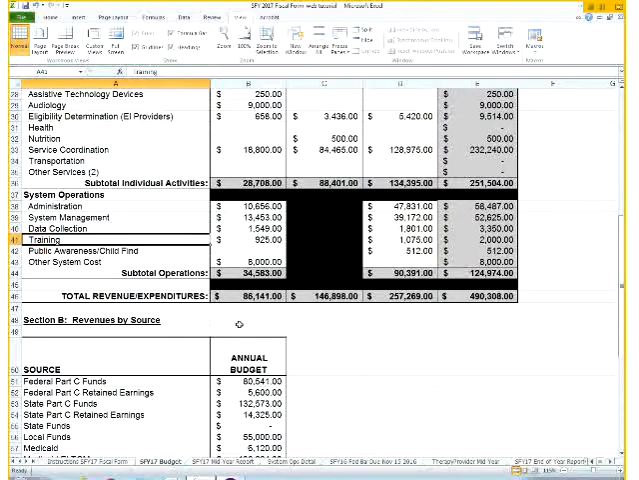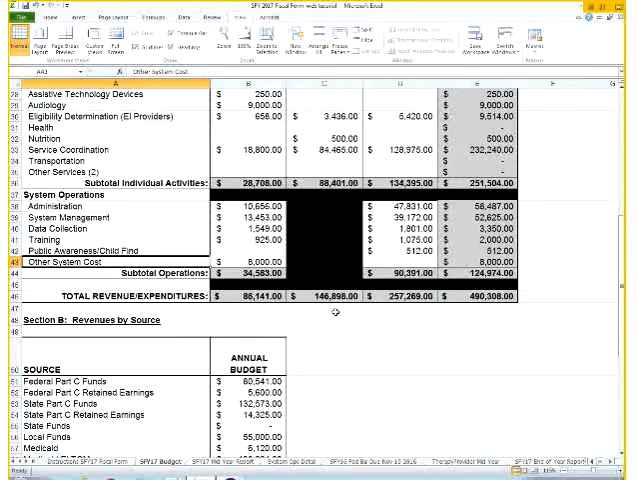Your next category is training, and these are the costs associated with the training of personnel providing services to the infants and toddlers served by your system. Next, we move to public awareness and child find. And these are the costs associated with identifying all potentially eligible children within your locality.